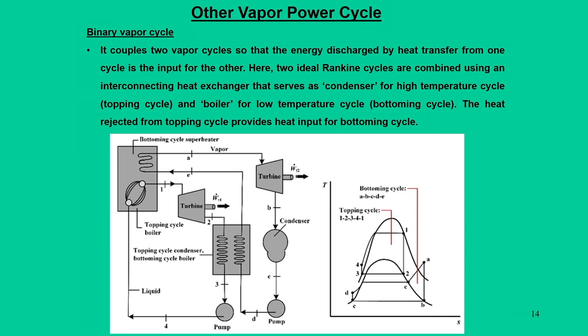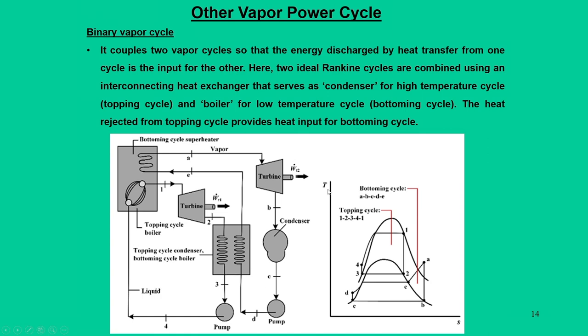Then we will move on to another type of cycle, that is binary vapor cycles. So, here the vapor power cycle has the concept of whether, in a given cycle, you can think of using more than one working fluid. So, if you want to use more than one, it means we try to decouple the systems in such a way that two turbines can be used, and for each turbine the working fluid will be different. For example, a decoupled arrangement is shown here, and we call this a binary vapor cycle.